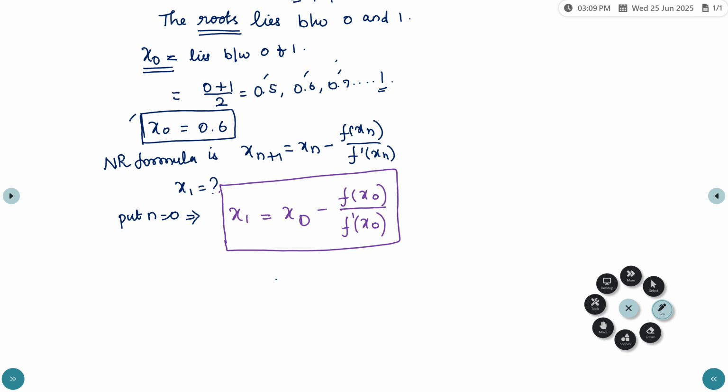Okay. For x1, what values do we need? We need x0, f(x0) and f'(x0). These are all the values we need. Okay. How can we find f(x0)? What is f(x)? f(x) is 3x - cos x - 1. So I am going to replace it: f(x0) = 3x0 - cos(x0) - 1.